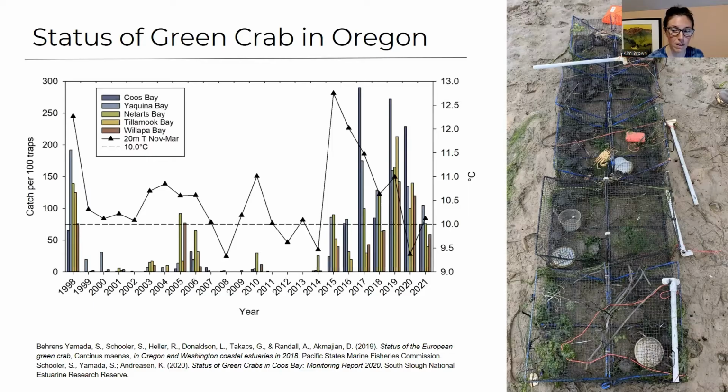And abundance, comparatively speaking, to the East Coast is still fairly low in Oregon, and even comparing Oregon to California, but populations are growing, and green crabs do have a 6-year lifespan. So the crabs that are currently here are going to be supplying eggs until 2028.